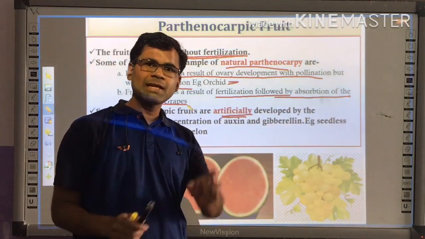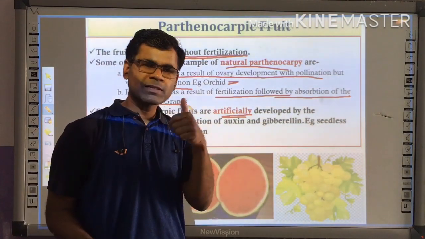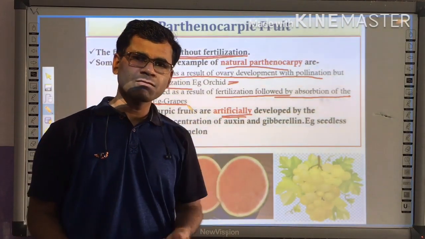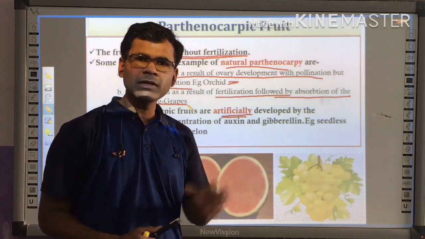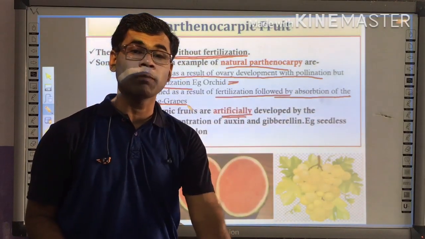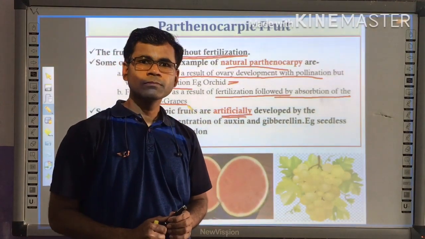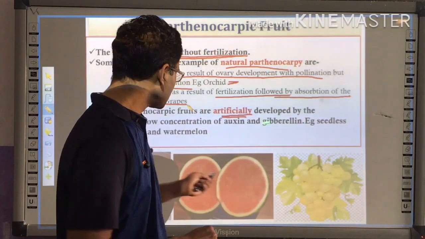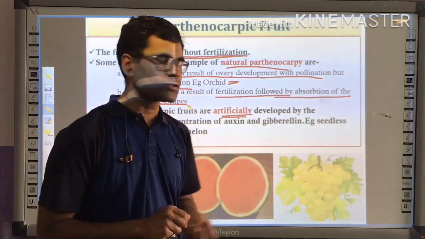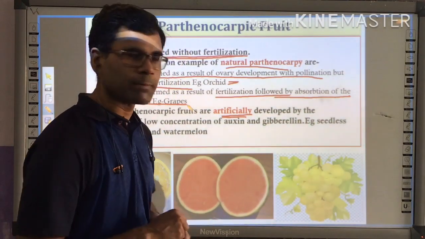So in some time the fertilization takes place. But what is the result of fertilization? What is the end product of sexual reproduction? Embryo. Here the embryo is completely absorbed. What you can find in the grapes. In most of the seedless grapes, the same thing happens. Okay, so these two are very good examples of natural parthenocarpy.